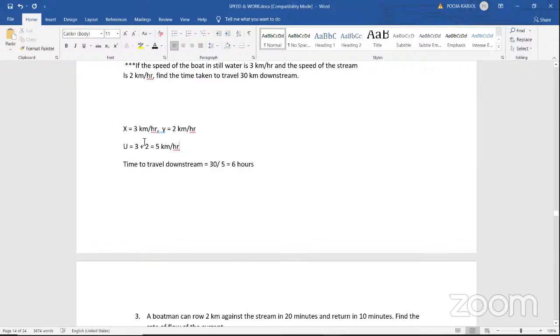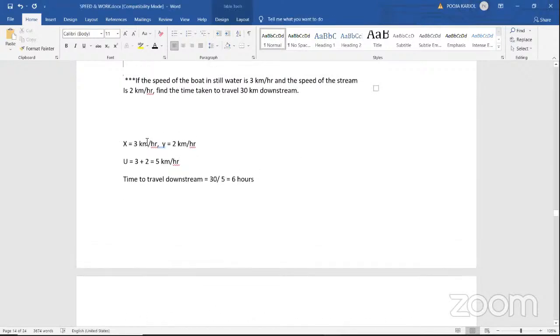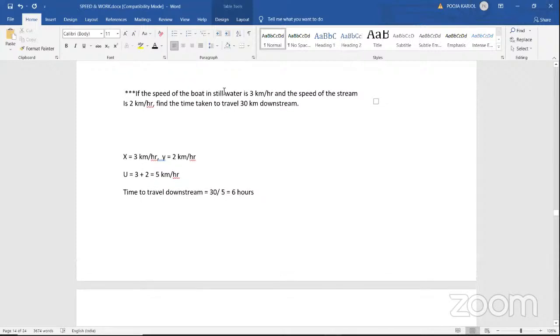Again, a similar question. So x is 3 kilometers per hour, y is 2 kilometers per hour. This is very important to recognize. Even if you don't, the bigger one will be the speed of the boat, the smaller one will be the speed of water. Also, unless the speed of the boat is higher than the speed of the water, it won't move upstream, because the difference becomes 0. Downstream speed is 3 plus 2, 5 kilometers per hour. So distance by speed will be 6 hours. Any doubt?